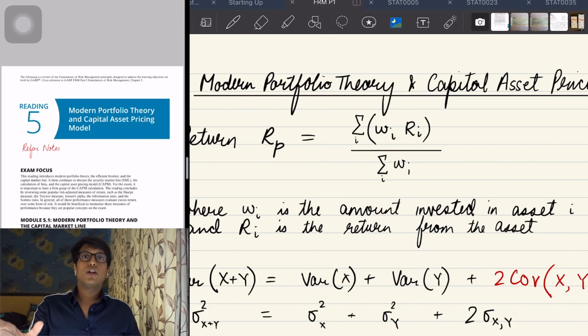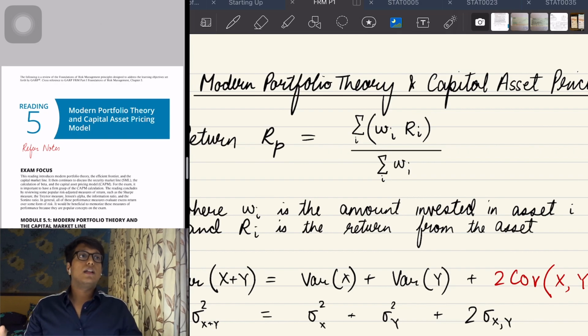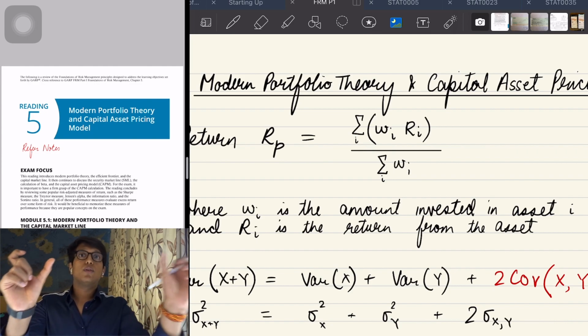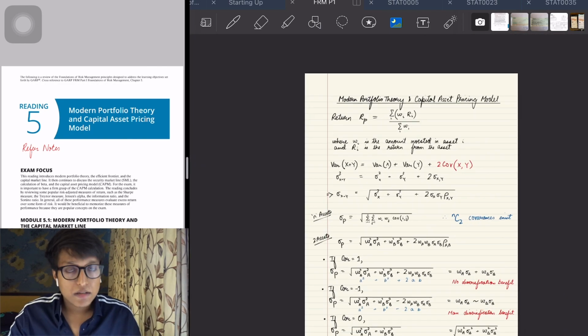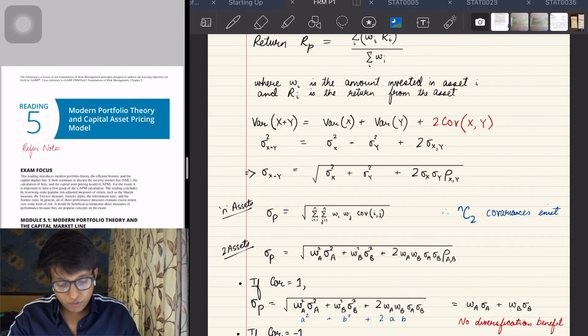You invested $50 in one asset that earned, let's say, 10%, and you invested another $50 in an asset that returned 15%. So your average portfolio return would be 50 into 10% plus 50 into 15%, divided by $100, the total amount, which would give you 12.5% average portfolio return. Simple as that. And then we move on to variance.